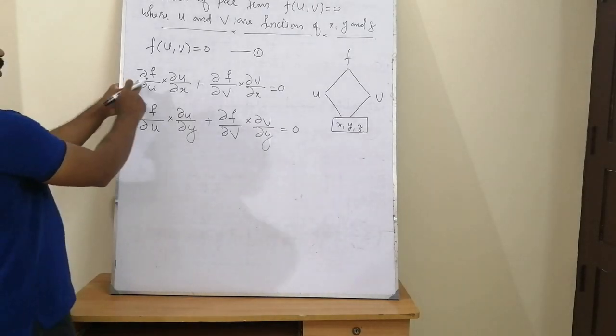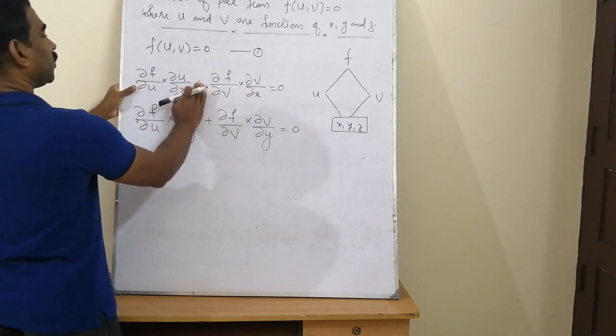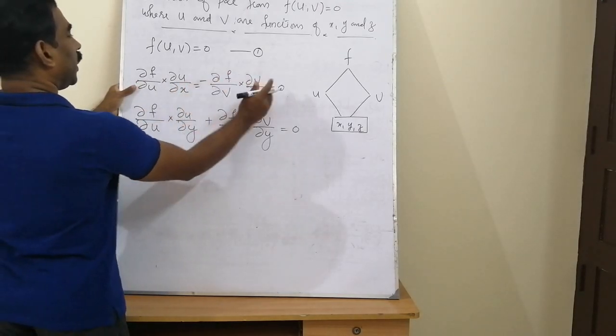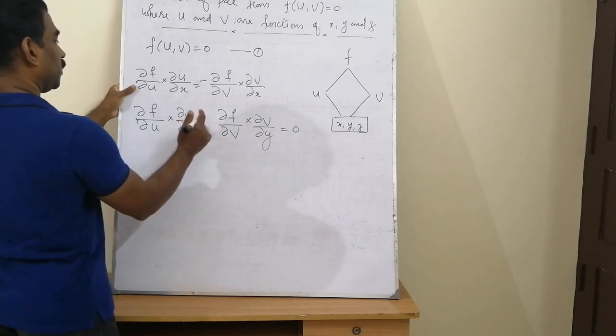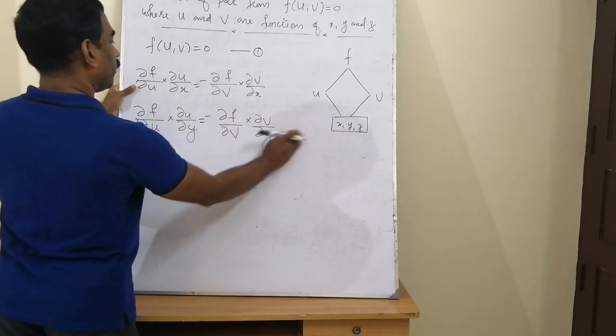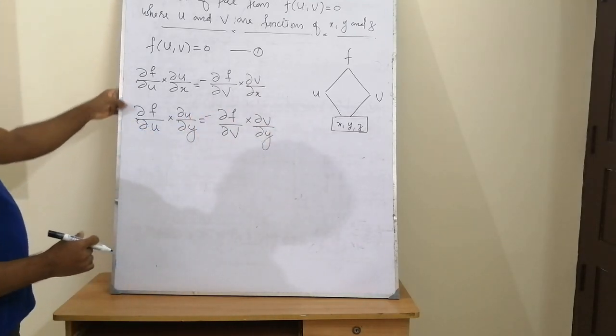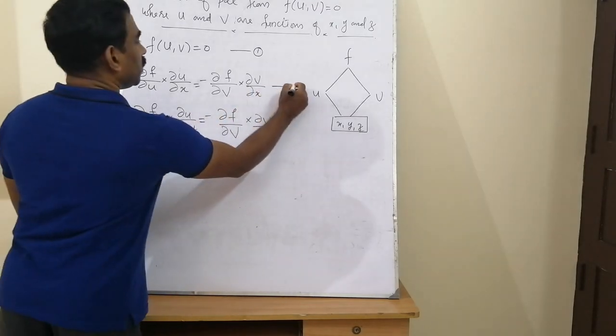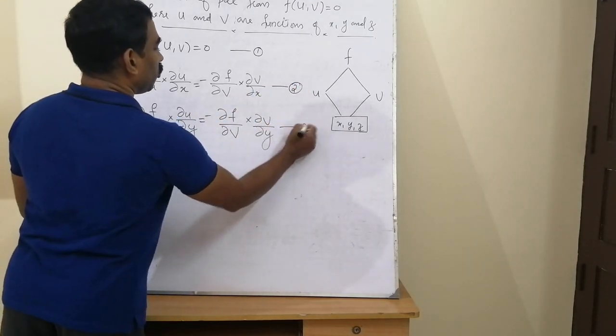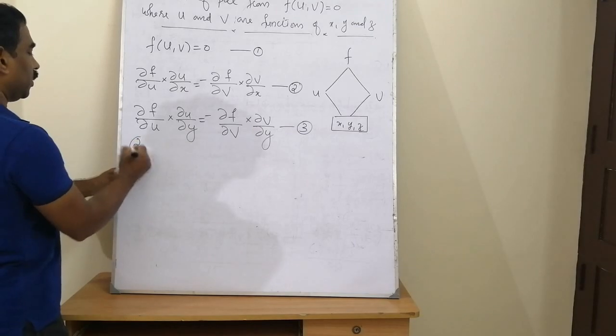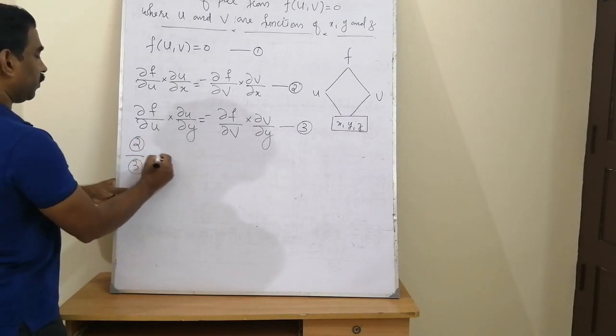Suppose we are transposing this expression to the right hand side. So this will be negative of this. So this is equal to negative. And if you are dividing these two equations, we call this equation number 2, this equation number 3, and what will be the quotient 2 by 3?